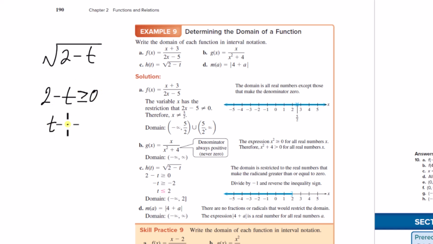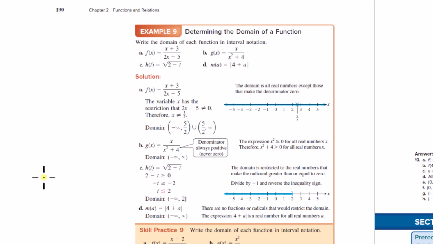So we get t is less than or equal to 2. There we go. That's the acceptable inputs. That's the domain: t is less than or equal to 2.